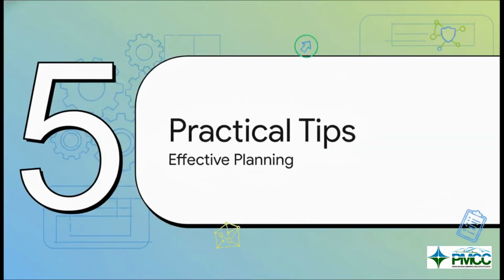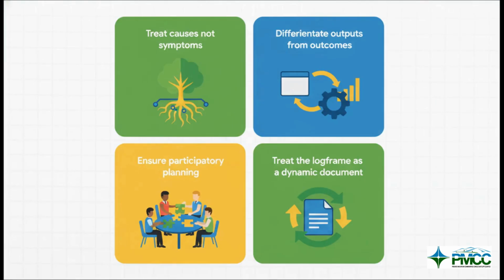Finally, Section 5, Practical Tips for Effective Planning. When you're out there designing projects, you can avoid a lot of common mistakes by following a few best practices. First off, always treat root causes, not symptoms. Your project tree is your absolute best friend for this. Second, be strict about differentiating your outputs, which are your immediate deliverables, from your outcomes, which are the deeper behavioral or short to medium-term changes. Third, ensure your planning is genuinely participatory. Get your stakeholders in the room when you're mapping these trees.